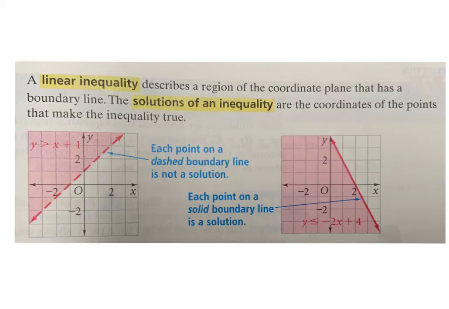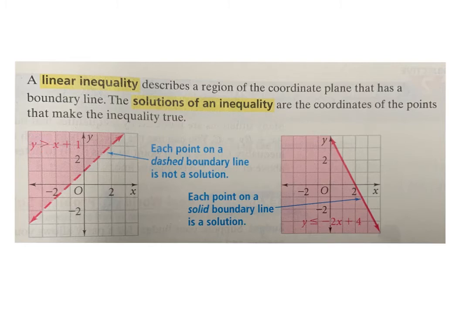So a linear inequality, here at the top of page 371, describes a region of the coordinate plane that has a boundary line. All right, so we have a boundary line here, and it has solutions. So solutions can fall above the line or they can fall below the line. If it's a vertical line, it can fall on the left or right. They've given us 2 examples here. The first one's y is greater than x plus 1. You'll notice that it's just greater than, it is not greater than or equal to.